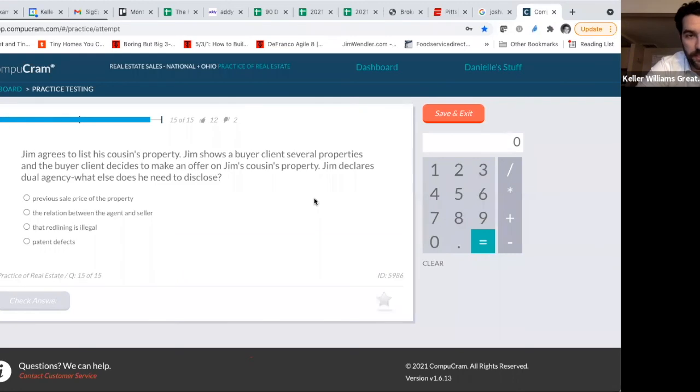A, the previous sale price of the property. B, the relation between the agent and the seller. C, that redlining is illegal. Or D, patent defects.